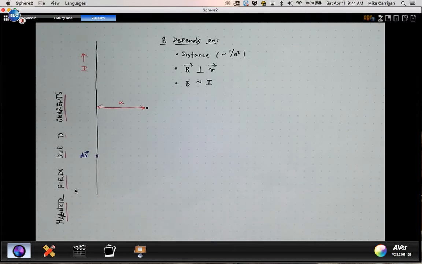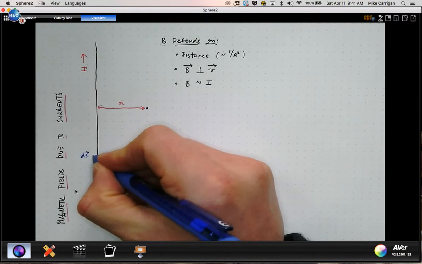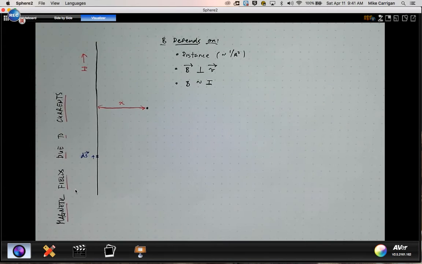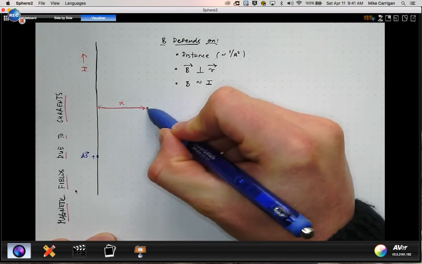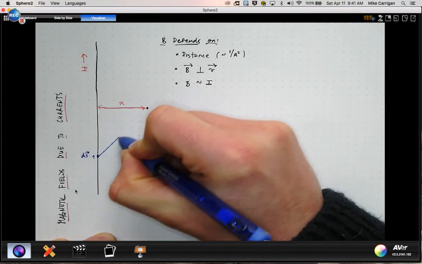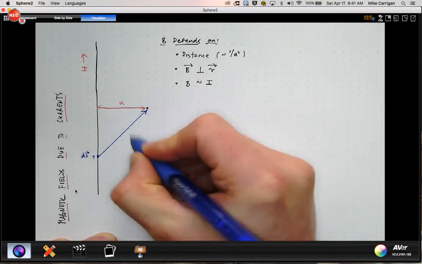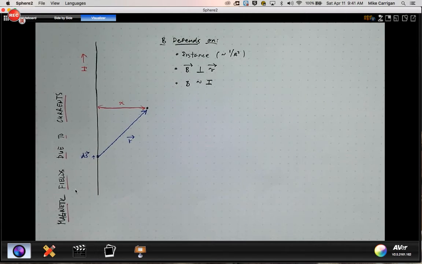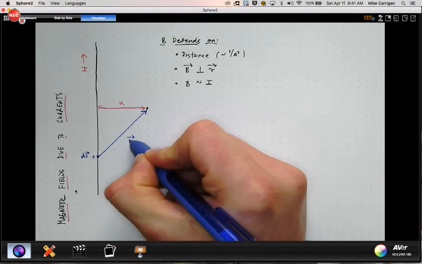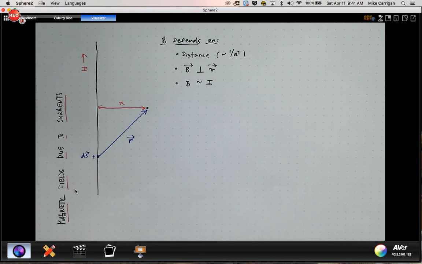So ds, again, has the same direction as I. So the direction of ds would be in this direction here. So that means that there is a vector r, which would be the distance from ds to the point in question. So I could introduce a vector like this. This would be the vector r. When I write lowercase r, I'm going to try to stick to the convention that lowercase r is a variable.